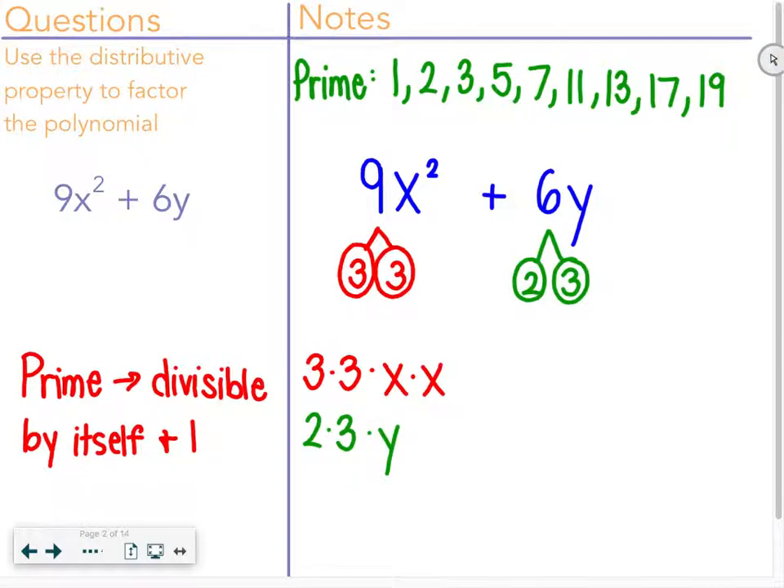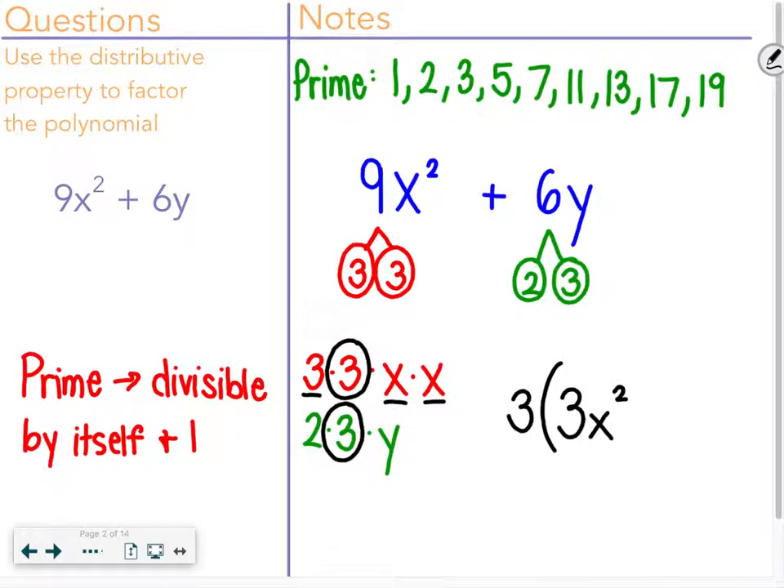Now in order to find our GCF, our greatest common factor, you are going to look at what is in both of our lists, our red list and our green list. The number 3 is in both of these lists. So that means 3 is our greatest common factor. Then you're going to write your parentheses, and write what you're left with. So what didn't you circle? We didn't circle a 3, and we didn't circle these 2 x's. So 2 x's would make x squared.